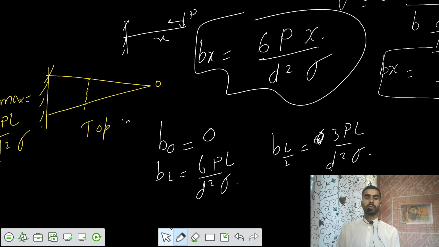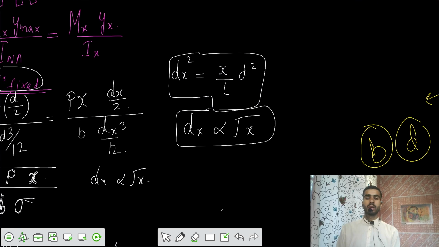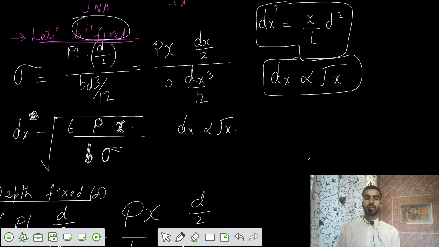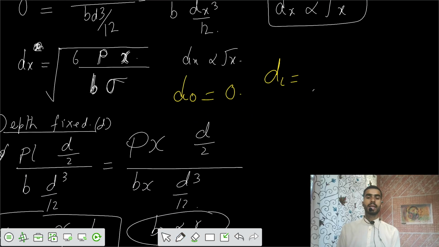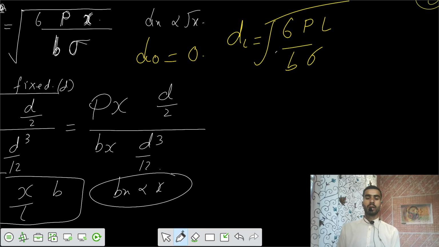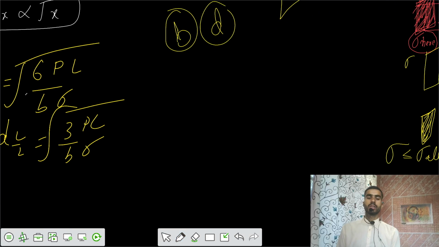This is the top view of the beam. Similarly, you could have solved for the depth also. If you solve it for the depth, the depth at the end equals 0, and the depth at the support side, that is d at L, equals 6PL by b sigma. Similarly, for the midspan you have 3PL by b sigma, and there is a root function of that variation.